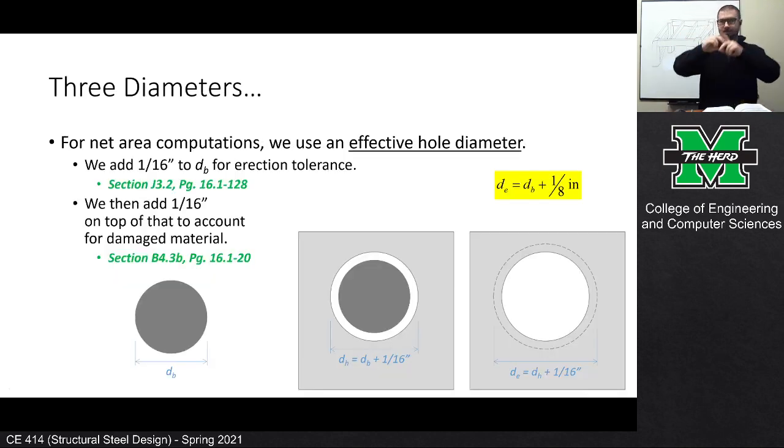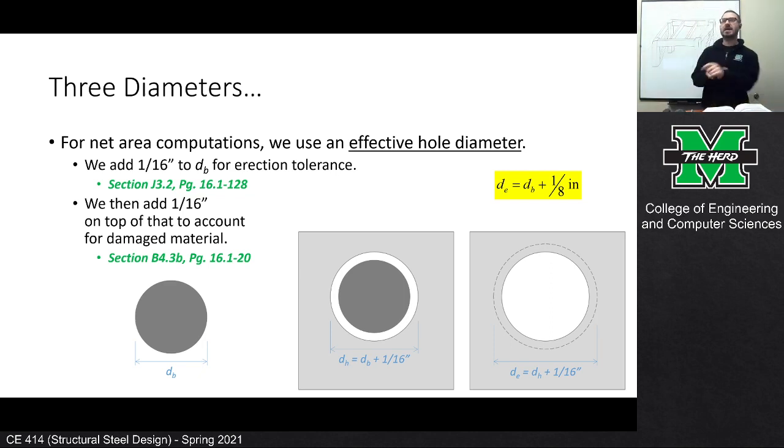In the world of steel design, there are three diameters, specifically in the world of tension members and connections, that we need to consider. First off, I want to talk about the diameter of the bolt and the diameter of the hole.